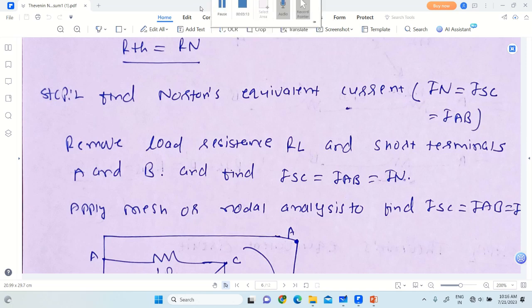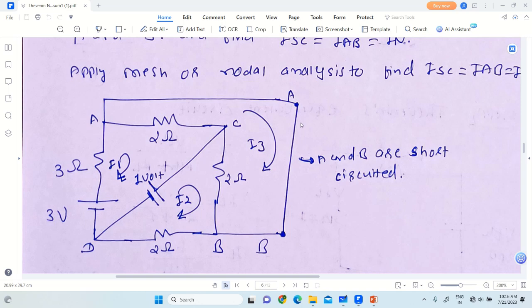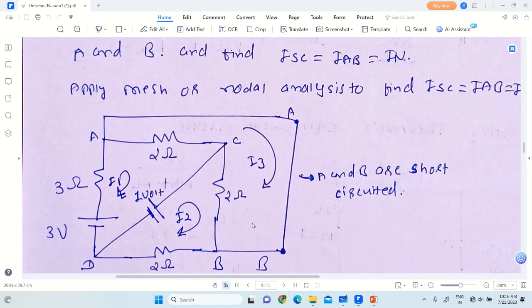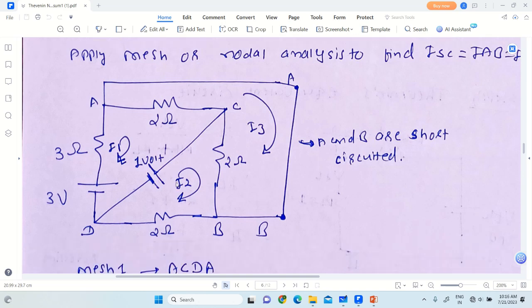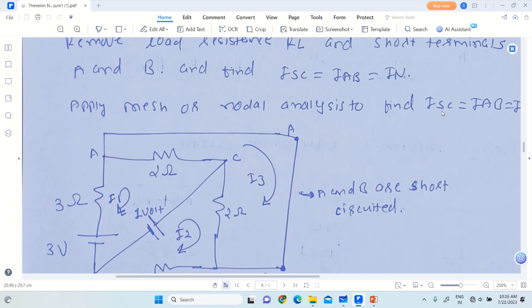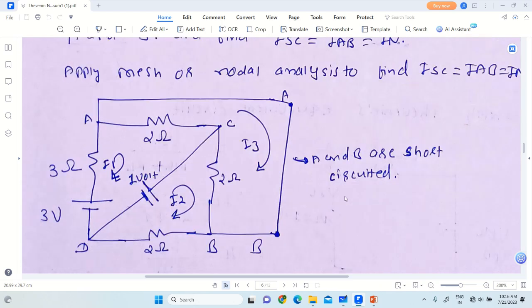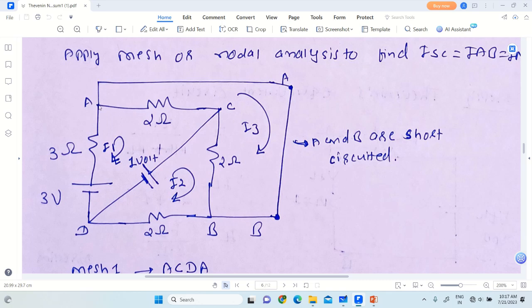In case of Norton's theorem, we remove the load resistance. After we remove the load resistance, we apply a short circuit between terminals A and B. So A and B are shorted after removing the load resistance. This is the equivalent circuit. After shorting the A and B terminals, the remaining circuit remains the same. Now our aim is to find ISC, that is IAB, and that is IN, Norton's equivalent current. Now there is mesh number 1, that is ACDA. In mesh number 1, I1 current is flowing in clockwise direction.